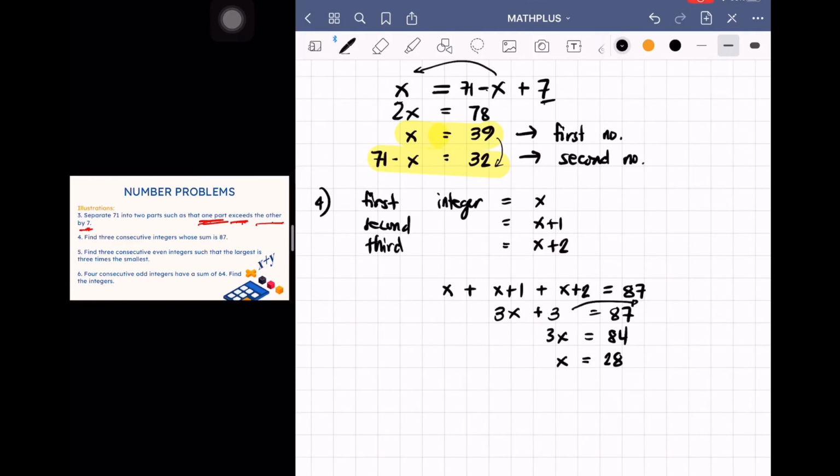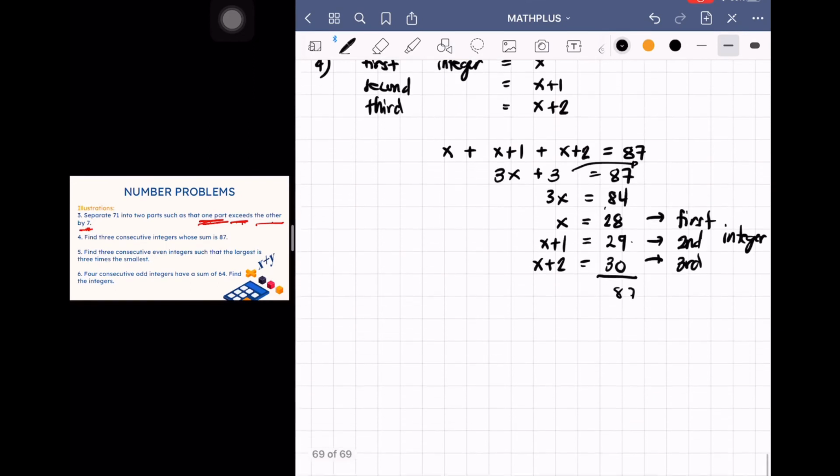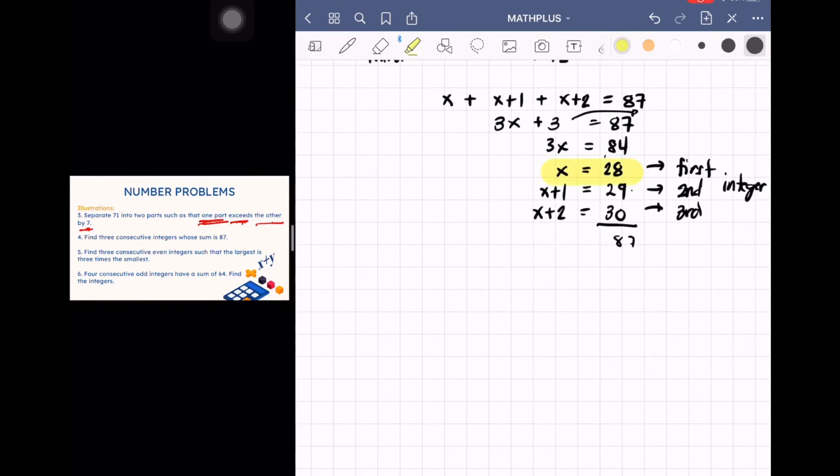Right? So, if we check, the first integer is 28. The second integer, which is x plus 1, should be 29. And the third integer with x plus 2 should be 30. This is the second. This one is the third integer. And if you check, their sum should be 87. So that's 8 plus 9, 17. Carry 1, that's 87. Okay, so these are our numbers.